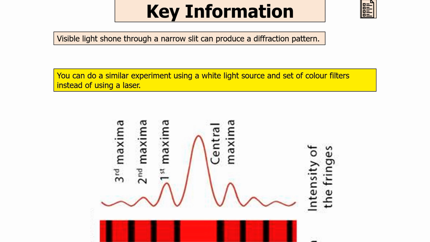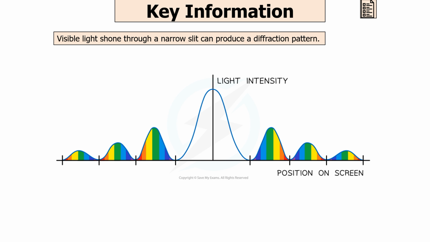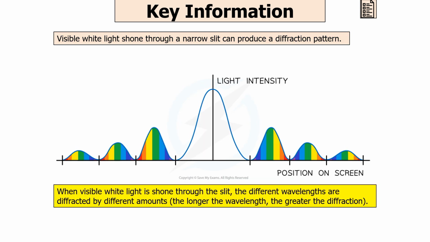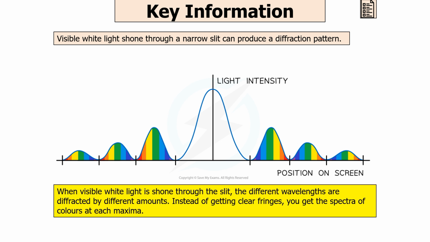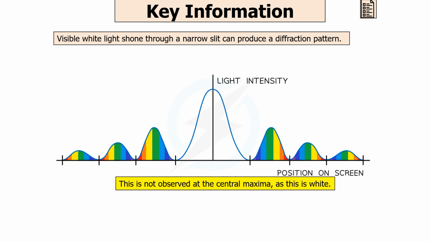You can do a similar experiment using a white light source and a set of colour filters instead of using a laser. As we said before, visible light shone through a narrow slit can produce a diffraction pattern, as shown here and on this image of the screen. When visible white light is shone through the slit, the different wavelengths are diffracted by different amounts. The longer the wavelength, the greater the diffraction. So the visible red light diffracts the most. The visible blue light diffracts the least. You can see here the difference in diffraction patterns from the red light and the blue light that comprise white light. This tells us that instead of getting clear fringes, you get the spectra of colours at each maxima in your diffraction pattern. But this is not observed at the central maxima, as this is white.